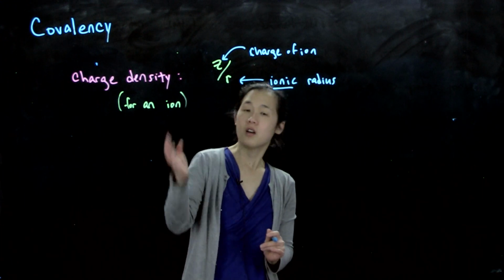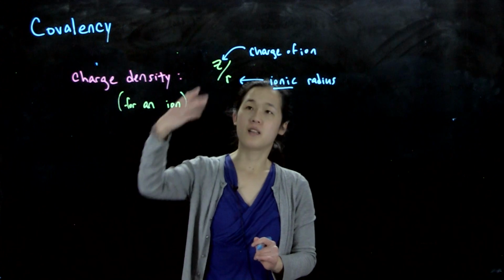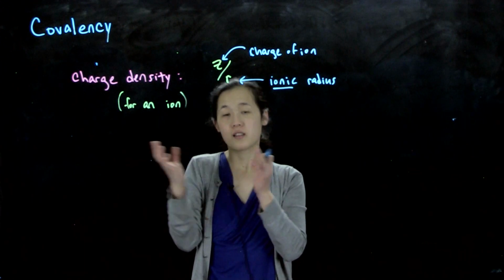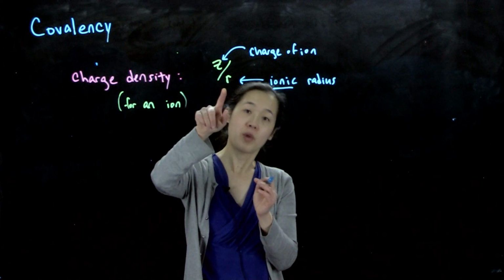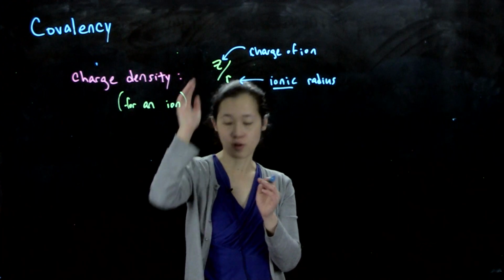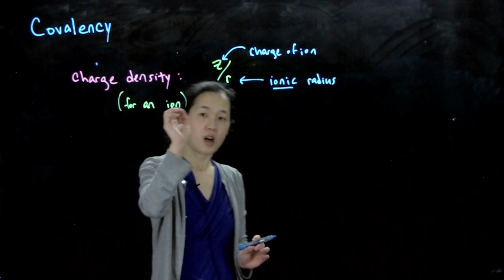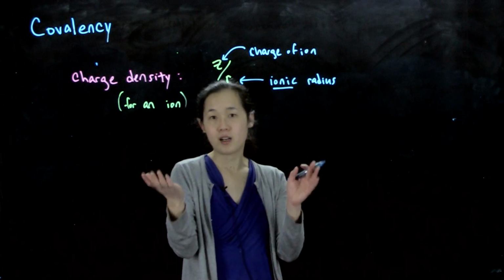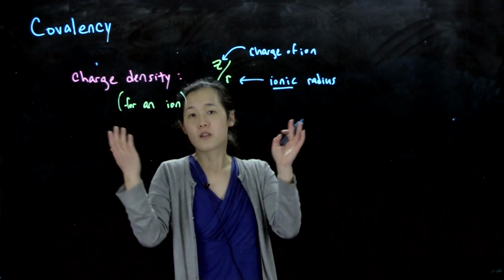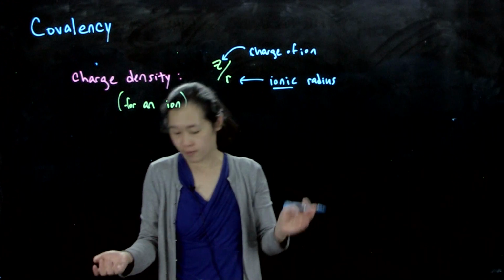So here we're talking about a charged ion, and how charged that is depends on how big it is and also how much charge it holds. The reason I want to talk about this is because the charge density of a cation or of an anion really affects the covalency of the ultimate bond that it forms.